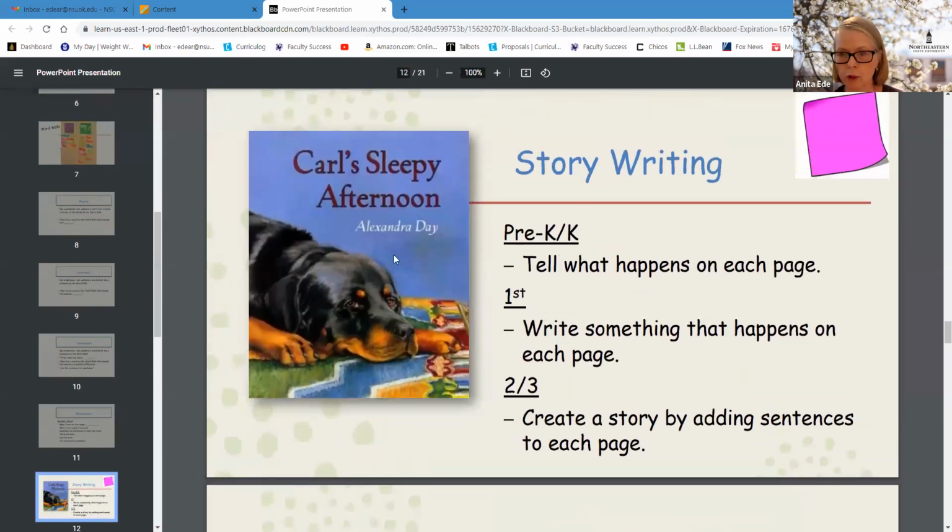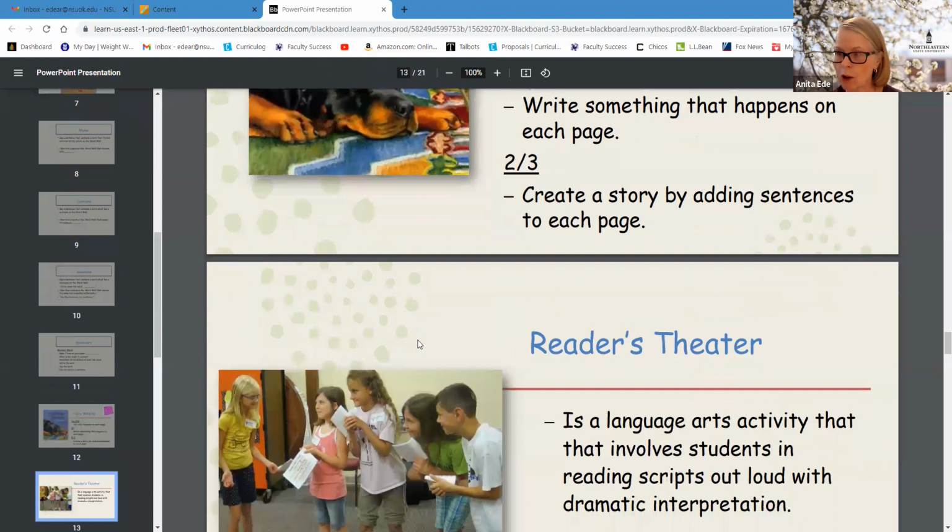I'm not going to read it to you. There's a story writing. I used this Carl's Sleepy Afternoon when I talked about oral language. Well, you can use picture books for literacy as well by giving children a piece of paper and having them write something that happens on each page. You know, in pre-K, you have them tell. That's oral language. In first grade, you have them write something. By the time they get to second or third grade, they're not just writing a sentence, have them write a paragraph. So those Carl books go a long way.